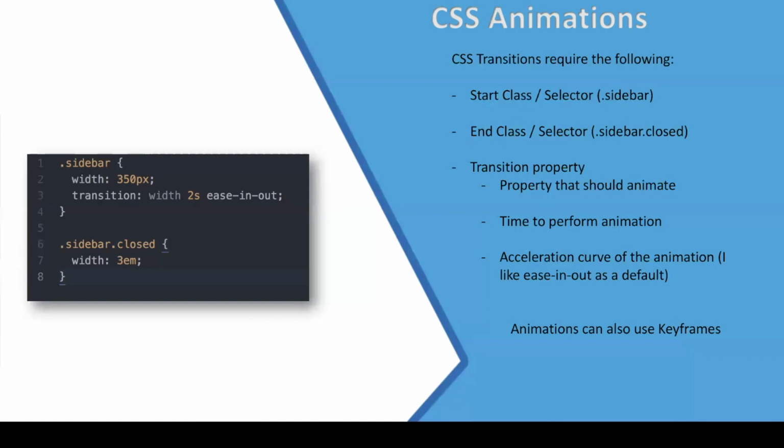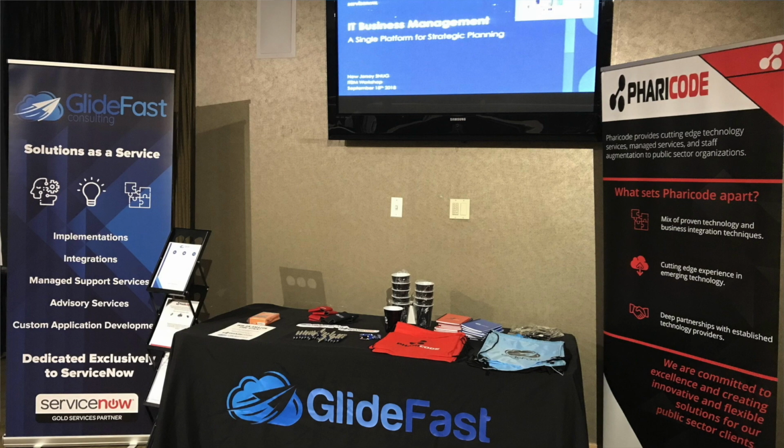With this very simple setup here, you can see, pointing back at the image on the left, the sidebar starts out at a width of 350 pixels. And at the end of the transition, when I apply the closed CSS class, the width becomes 3 EMs, which is basically the width of my icons.